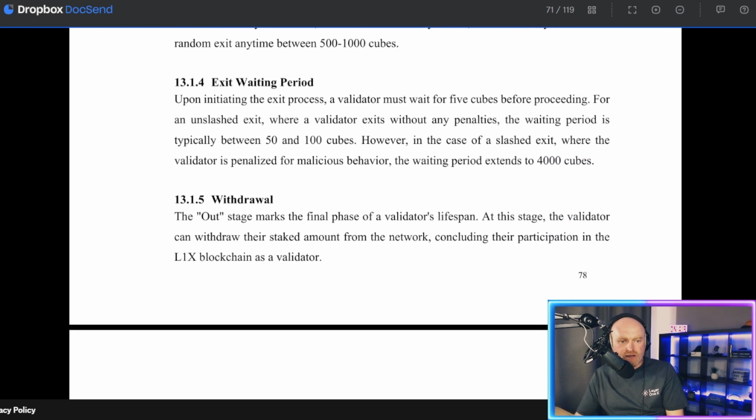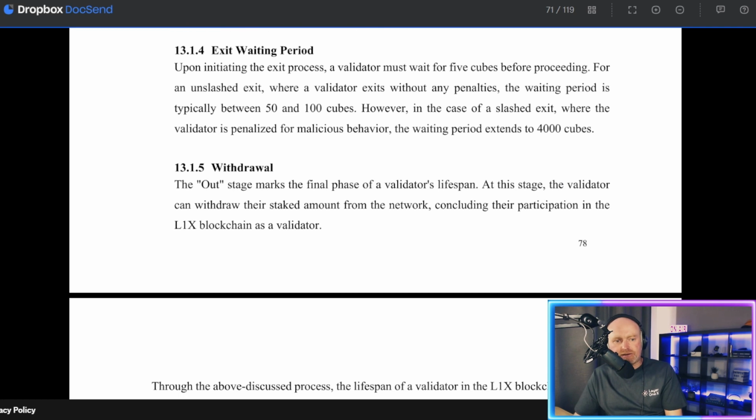13.1.4. Exit waiting period. Upon initiating the exit process, a validator must wait for 5 cubes before proceeding. For an unslashed exit, where a validator exits without any penalties, the waiting period is typically between 50 and 100 cubes. However, in the case of a slashed exit, where the validator is penalized for malicious behavior, the waiting period extends to 4,000 cubes.